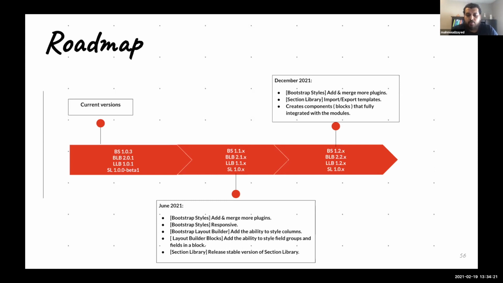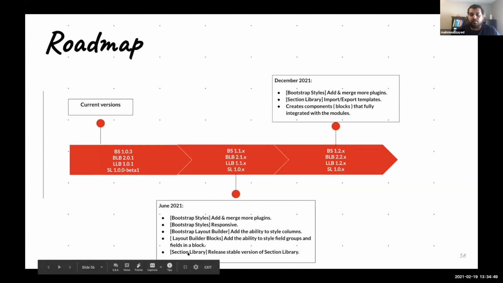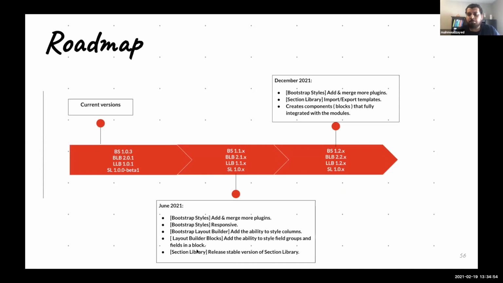Also, in Layout Builder blocks, we would like to add the ability to assign the styles or the plugins to field groups or the fields itself. For example, if you have a body field and you'd like to change this piece only in the Layout Builder blocks, you should be able to do this, because as I mentioned, it's all based on render array. Release a stable version of section library so you can reuse this over and over again.